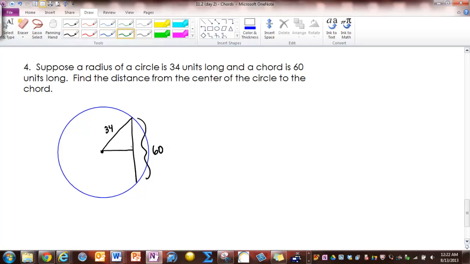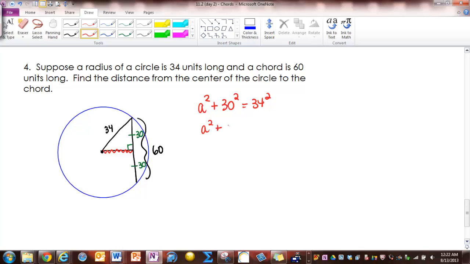But we know that when a radius meets a chord, they meet at a 90-degree angle, and that also bisects the chord, so that this piece is 30 and this piece is also 30. And they want the distance from the center of the circle to the chord, which is this piece right here. Now that is one of the legs of my right triangle, so I'm going to be calling that A. So A squared plus 30 squared equals 34 squared.